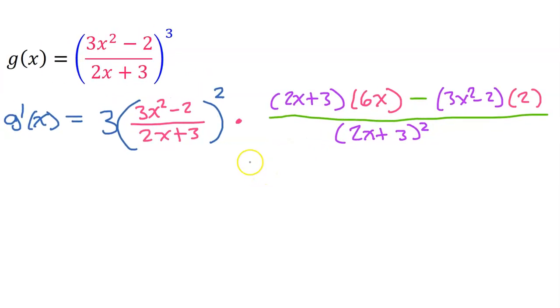Okay, so that was a lot, but just to review, first we did the derivative of the outer function, shown here in blue. So we put the 3 in the front, and we reduced the power to a 2. Then we multiplied by the derivative of the inner function, which is what you see over here with the quotient rule.